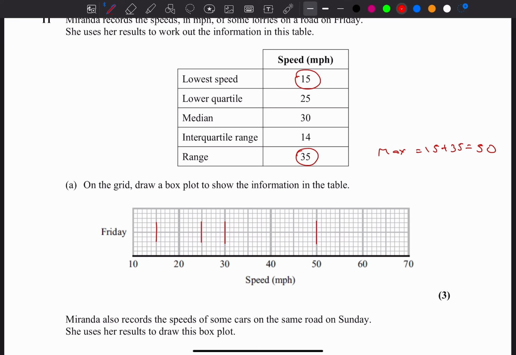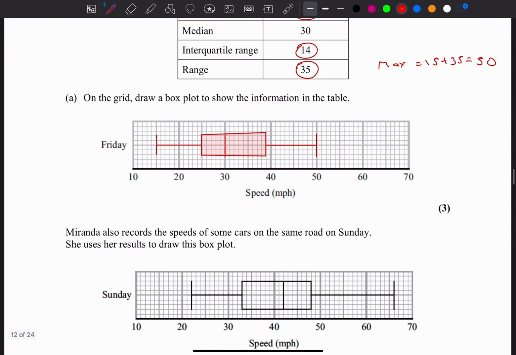Within the median interquartile range. So if you want the upper quartile, you just take your lower quartile, which is 25, and what do you do to the interquartile range? You add it because you want the upper quartile, so it makes sense to add it. 39, which is here. 25, 35, 39. Yeah, why not?